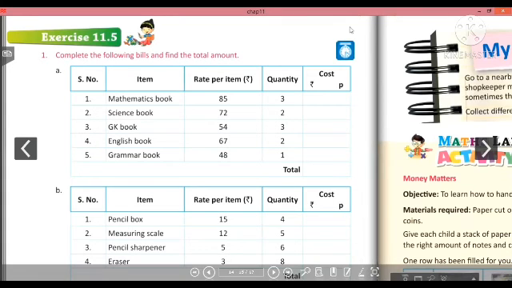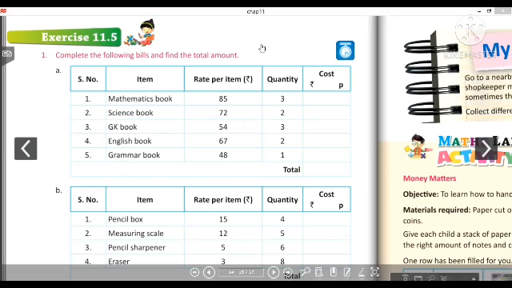So children, this is the exercise 11.5, where we need to complete the bills and find the final amount. So what already we have seen in the video कि items यहाँ है, date per item लिखा है, quantity लिखा है, तो हमें क्या करना होता है? That we just need to multiply this rate per item with the quantity and write the value here. So what we will get on multiplying 85 by 3? 255, right?